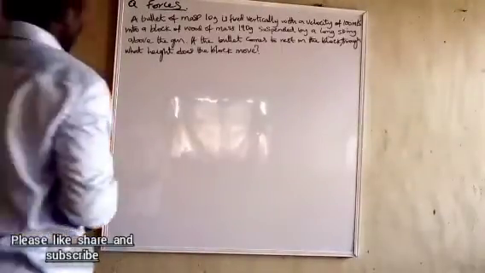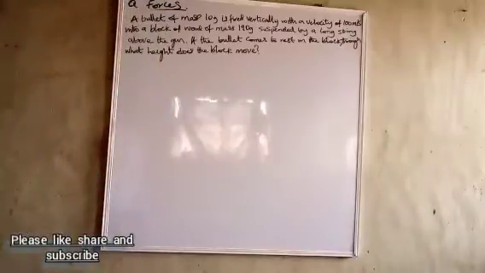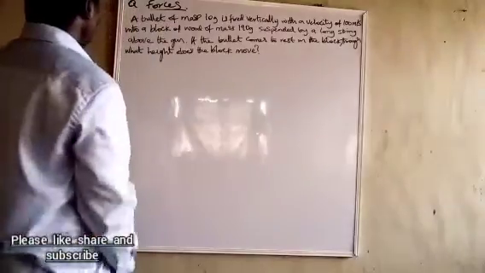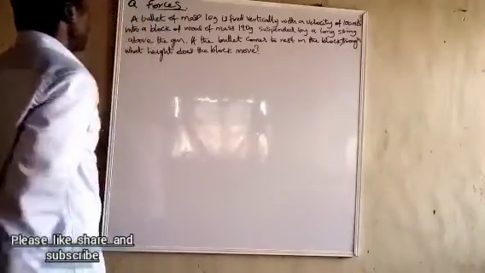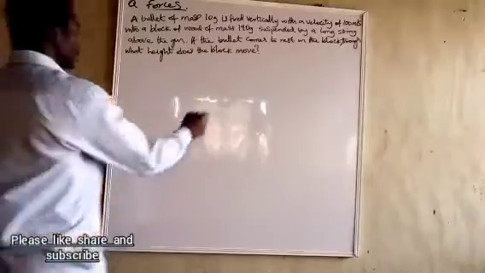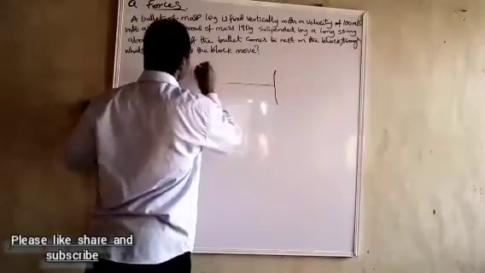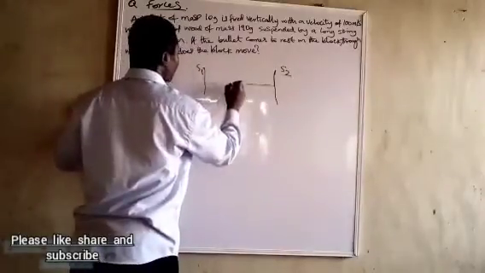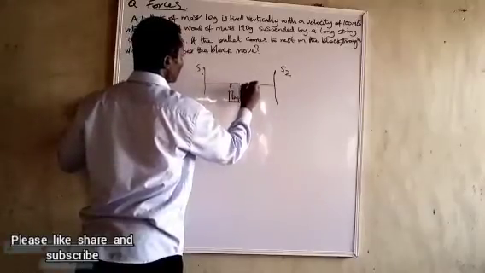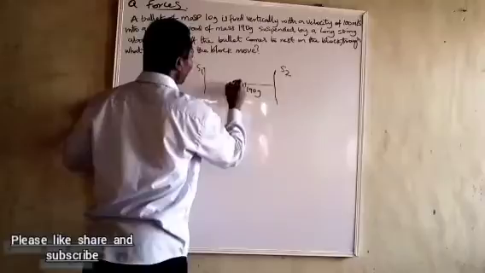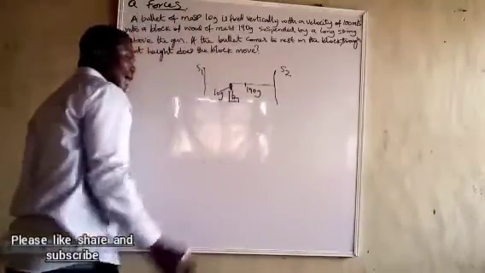A bullet of mass 10 grams is fired vertically with a velocity of 100 meters per second into a block of wood of mass 190 grams, suspended by a long string above the gun. If the bullet comes to rest in the block, through what height does the block move? So this is what happens. There are strings here, S1, S2. A bullet is fired like this from a gun, and when it gets to this wood of 190 grams, the bullet is 10 grams. So they are now asking us, through what height does it move?